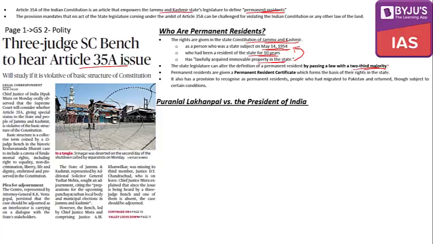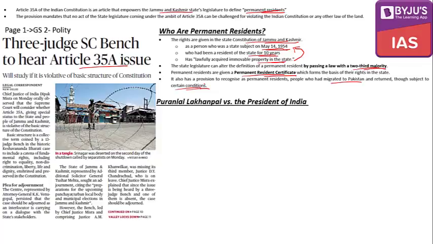The permanent residents are actually given a permanent resident certificate, which forms the basis of their rights in their state. Any person who needs proof that he is a permanent resident would be provided a permanent resident certificate, which acts as an acknowledgement that he is actually a permanent citizen. There is also a provision to recognize as permanent residents people who had migrated to Pakistan and returned, though subject to certain conditions which will again be decided by the legislature according to the constitution of Jammu and Kashmir.